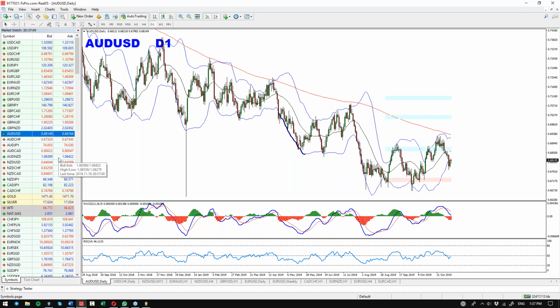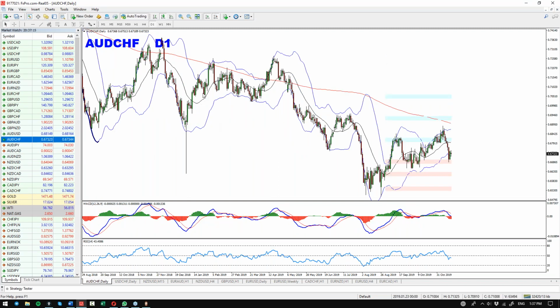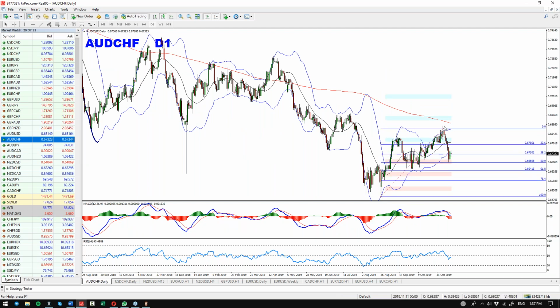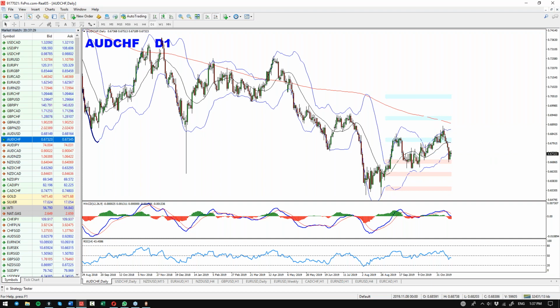And the next one on the list, Australian versus the Kiwi. Before that, we had the Aussie franc that we traded previous week. Target reached. Right now, neutral. No clear read on the next cycle. Target reached of this double cycle, game over.